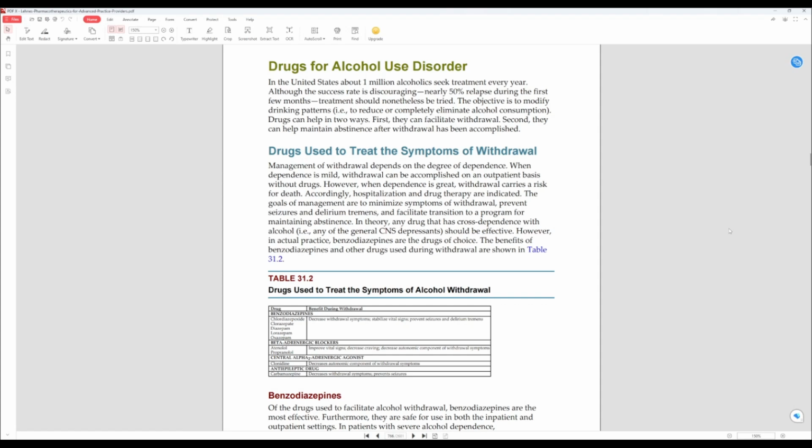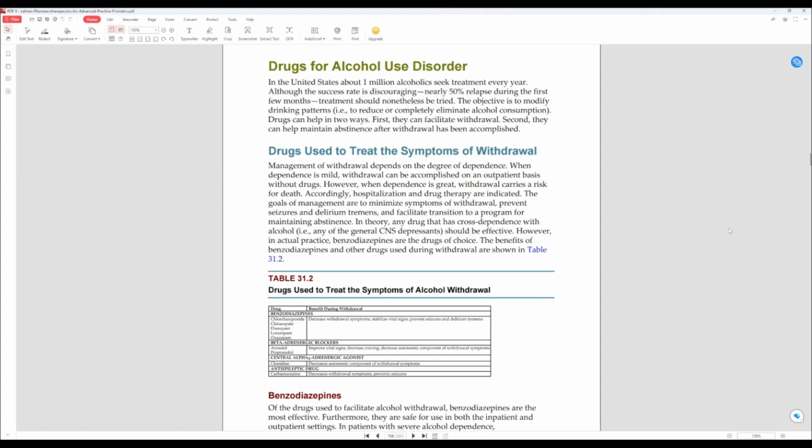So, the drugs used to treat the symptoms of withdrawal. Management of withdrawal depends on the degree of dependence. When dependence is mild, withdrawal can be accomplished on an outpatient basis without drugs. However, when dependence is considered great, withdrawal carries a risk for death. Accordingly, hospitalization and drug therapy are indicated. The goal of management is to minimize symptoms of withdrawal, prevent seizures and delirium tremens, and facilitate transition to a program for maintaining abstinence. So in theory, any drug that has cross-dependence with alcohol should be effective.